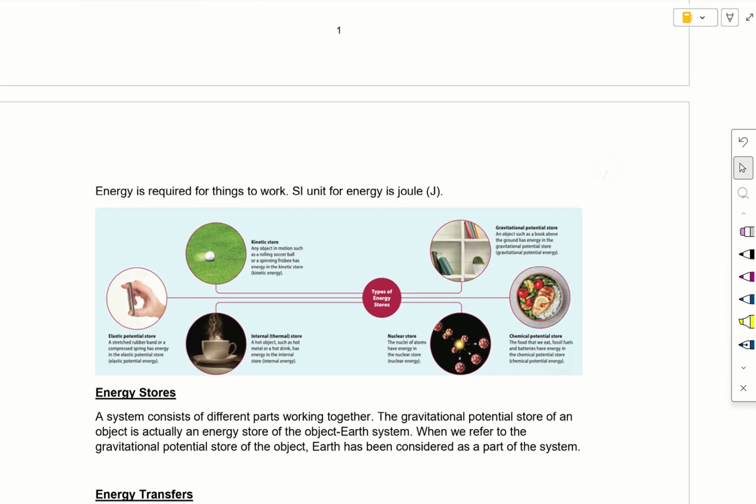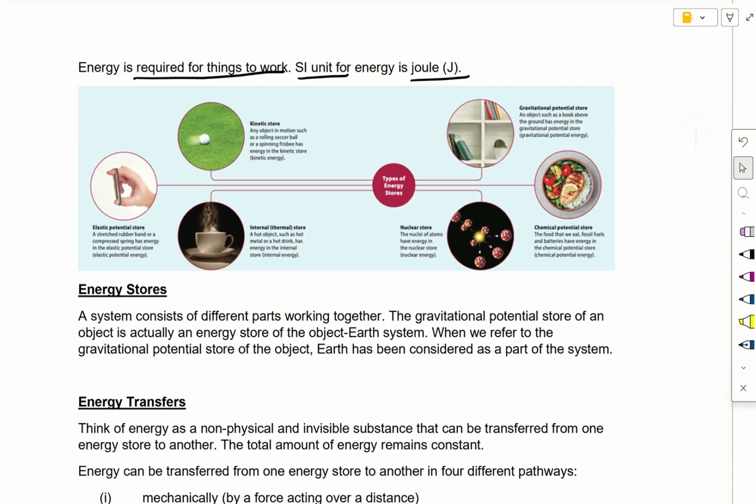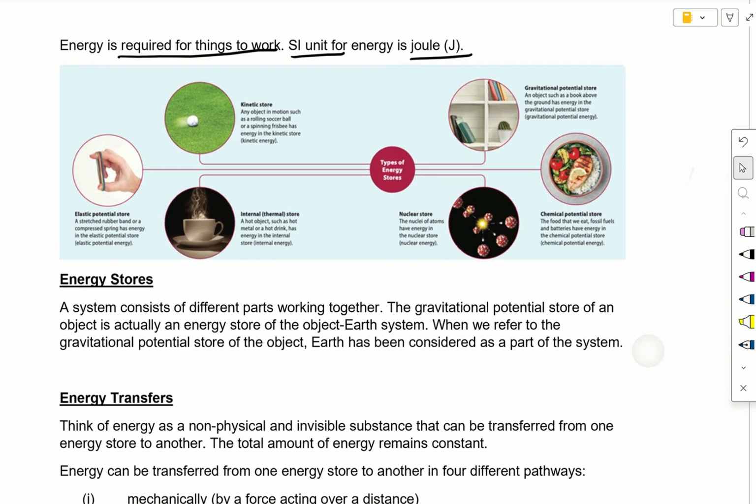Now, basically, what is energy? Energy is required for things to do work. Okay, so this is the definition. The SI unit for energy is the joule, capital letter J if you are using the symbol.